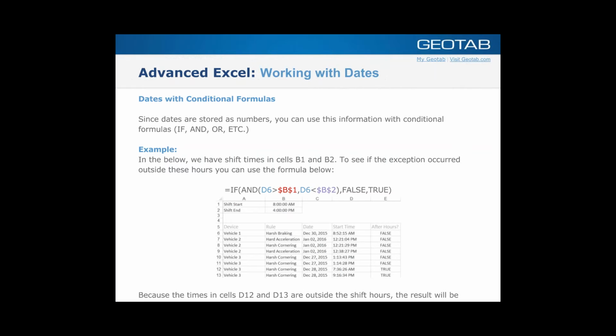So you can see my results here. I have some times here that are outside of those hours. So the bottom two, 7:36:26 a.m. is definitely outside of 8 to 4, and 9:16:34 p.m. is outside of 8 a.m. to 4 p.m. So you can see my results would be true for those two. So we could use these now to do some calculations within the report.